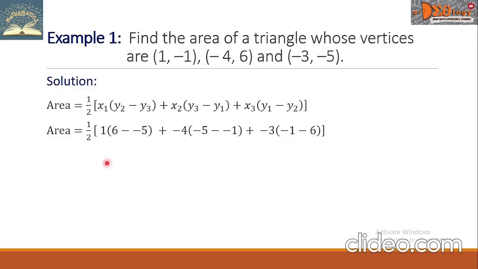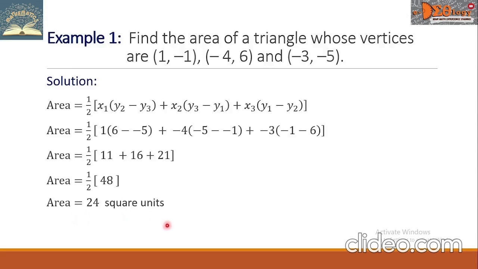Let us simplify further. 6 minus negative 5 is 11 times 1, that is positive 11. Negative 5 minus negative 1 is negative 4. Multiplied by negative 4, it becomes positive 16. Negative 1 minus 6 is negative 7 times negative 3, that is positive 21. The sum 11 plus 16 plus 21 is 48. And 1/2 times 48 is 24. So the area is 24 square units.